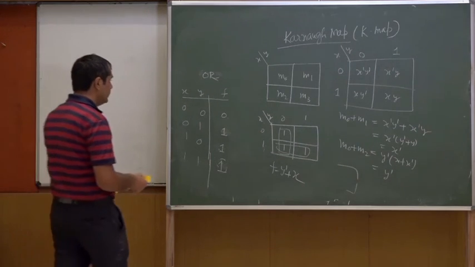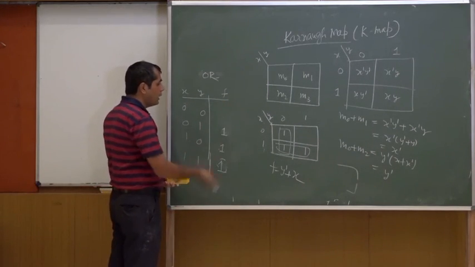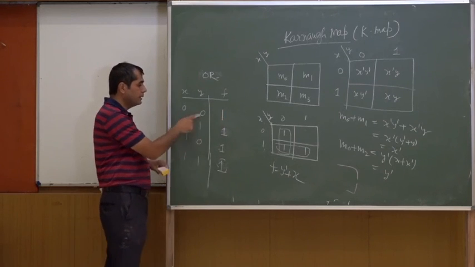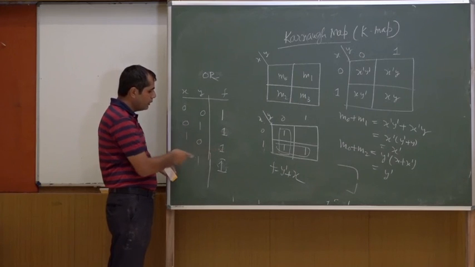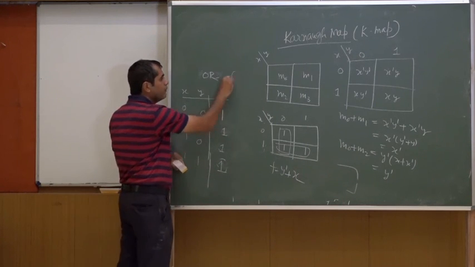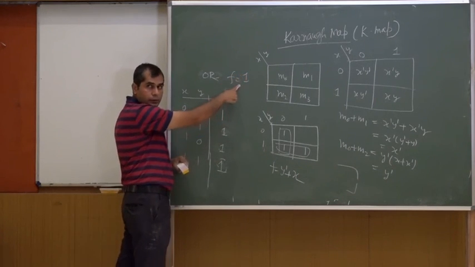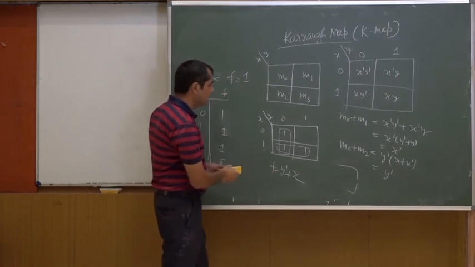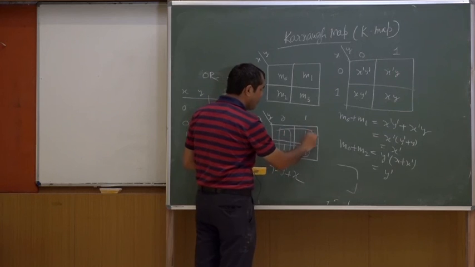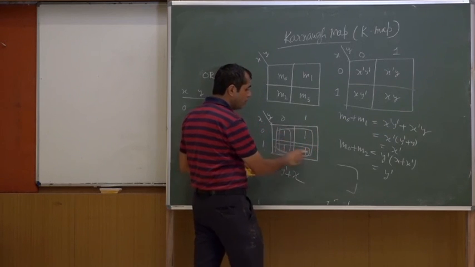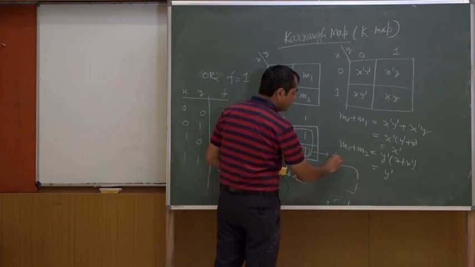Just look at the truth table. If I put 1 for all possible combinations, if for the 0,0 input the output is 1, 0,1 is 1, 1,0 is 1, 1,1 is 1, it means the function f out is simply 1. Okay, so if 1 is there in all blocks, we will make a group of all 4 ones, and all 4 ones give us f equal to 1.